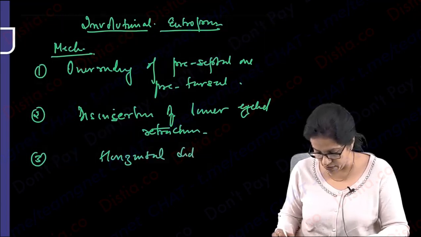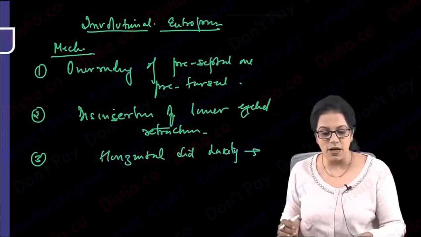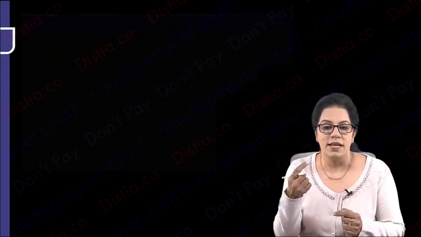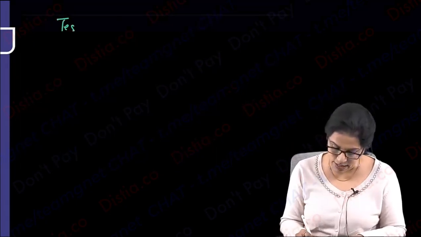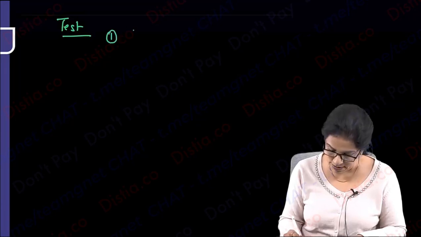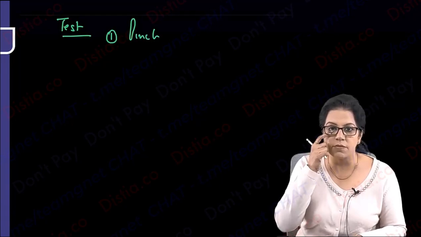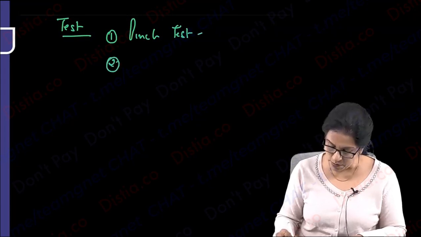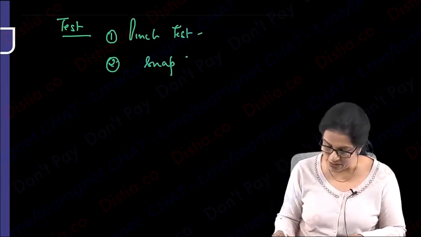And third, it could be a horizontal lid laxity. Now when I say horizontal lid laxity, how are we going to test it? How do I know this lid is lax or not lax? So this is tested by either a pinch test. When you say pinch test, you're just pulling it down and seeing how far it can go from the eyeball. So it is either a pinch test or a snap test. When you leave it back, how quickly the lid goes back, that is your snap test.